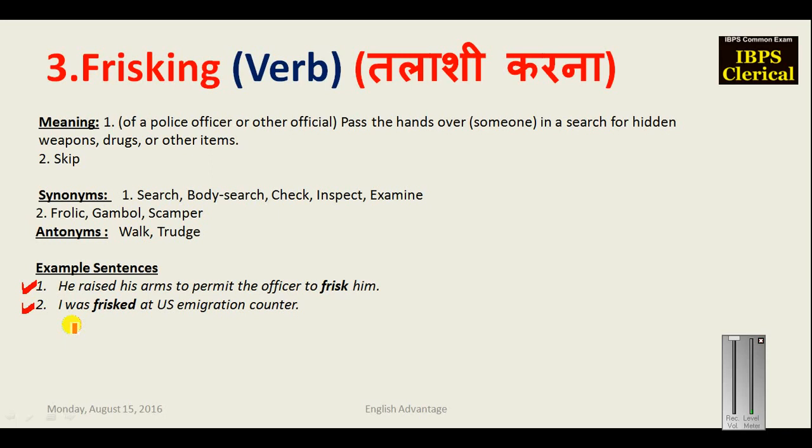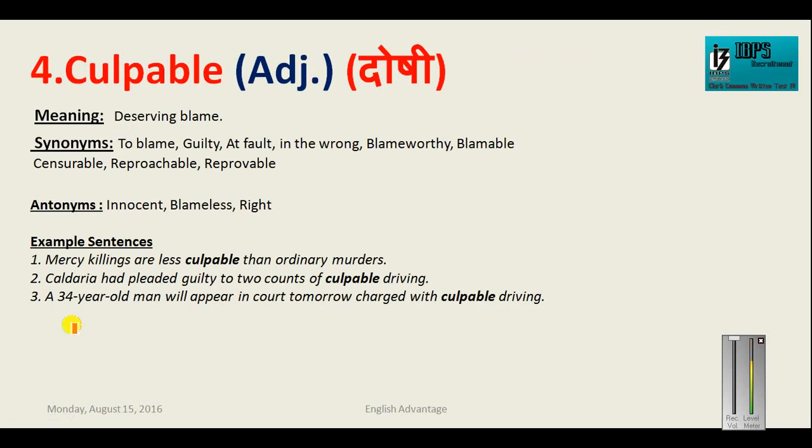I was frisked at the US immigration counter. I was searched at the US immigration counter. Frisking means to examine someone or to inspect someone. Very important word. Now let us look at the next word, culpable.